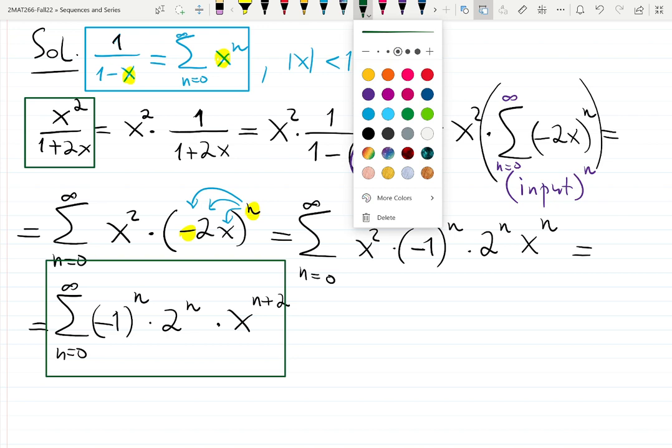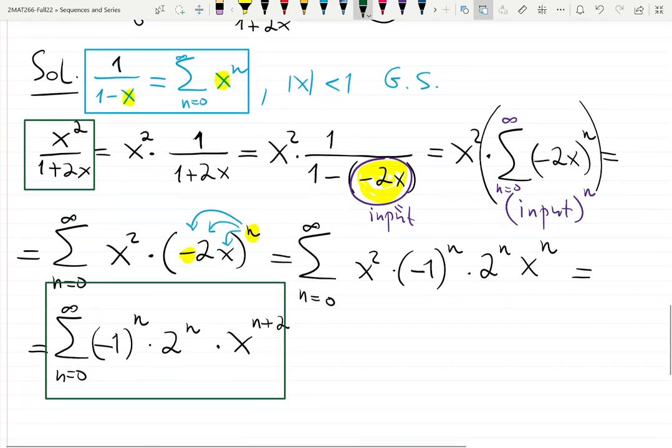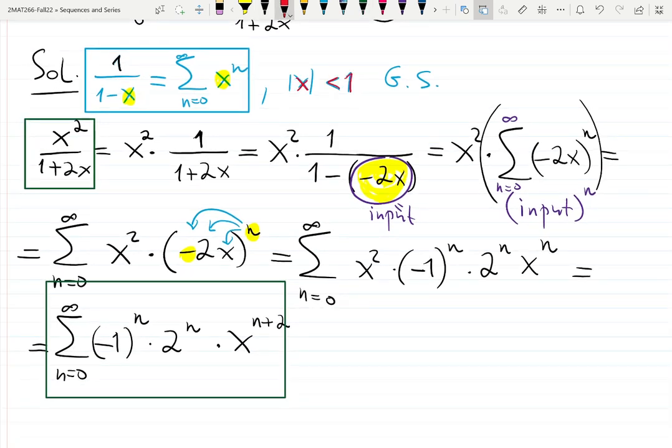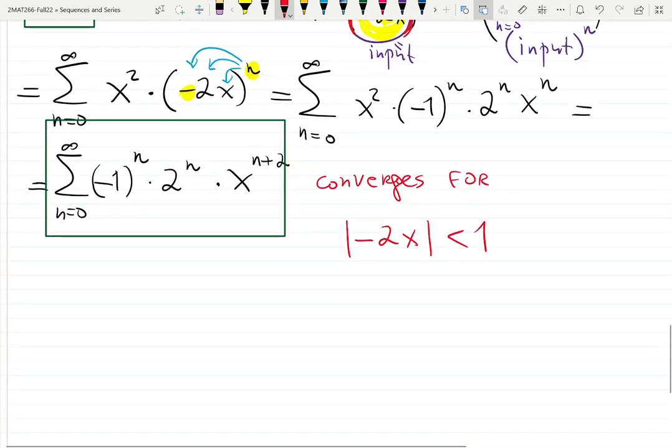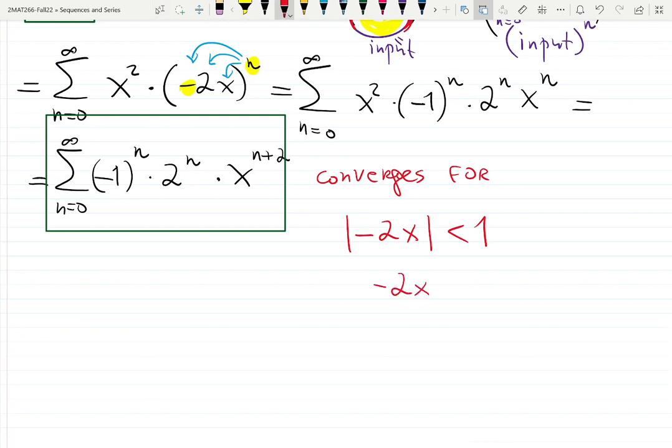One more thing left. We will ask you to find the new convergence set. The original restriction was that x by absolute value must be less than 1, because it's the input. My new input now is minus 2x. So this equal sign is only possible for minus 2x less than 1 by absolute value. Make sense? Then minus 2x is from minus 1 to 1.